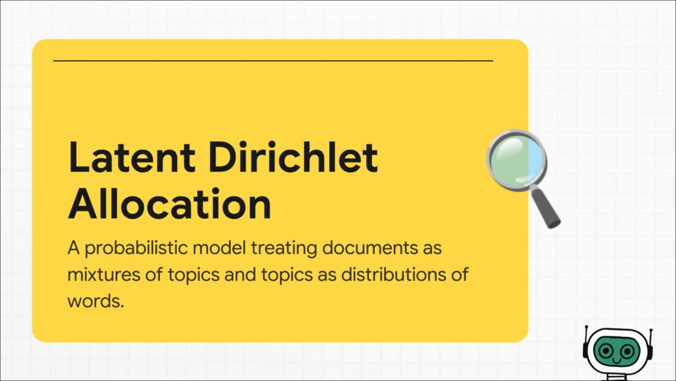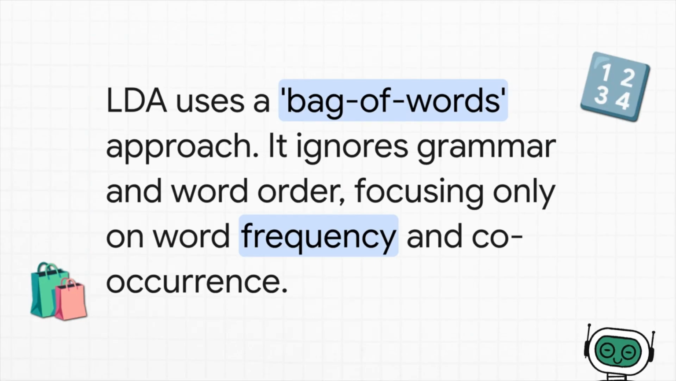Now, a really crucial simplification that LDA makes is what's called the bag of words assumption. It just completely ignores grammar, sentence structure, and word order. To the algorithm, the sentence, "the cat sat on the mat," is exactly the same as "mat cat the sat on the." All it cares about are which words are present and how often they show up together.